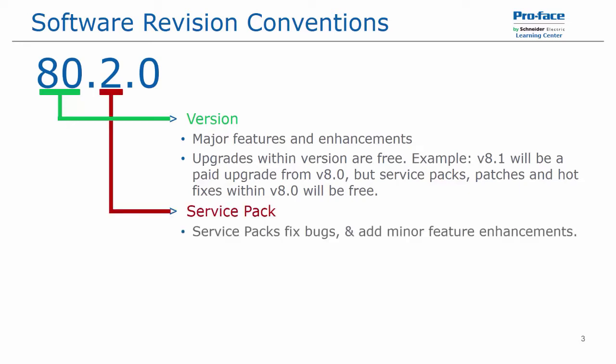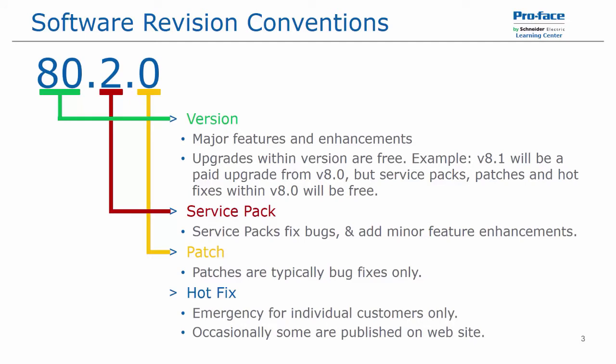The second group are service packs. And the service packs usually have bug fixes and will add some minor feature enhancements. And the last group are patches, and these are typically bug fixes only. There is a fourth group that is not listed on this revision convention, and those are hot fixes. And those are emergency fixes for individual customers only. Occasionally they will be published to the website or could be rolled into future releases of patches, service packs, or versions.